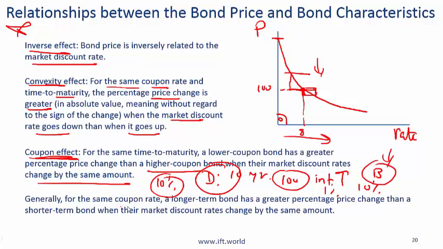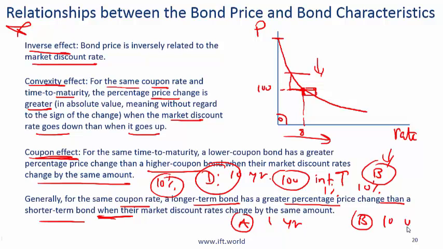Generally, for the same coupon rate, a longer term bond has a greater percentage price change than a shorter term bond when their market discount rates change by the same amount. So this also is an important fact, saying that if you have two bonds, bond A is a 1-year bond, bond B is a 10-year bond, all else equal, when there is a change in interest rate, the price of bond B will be impacted more.